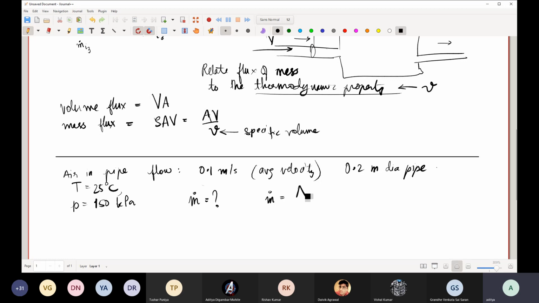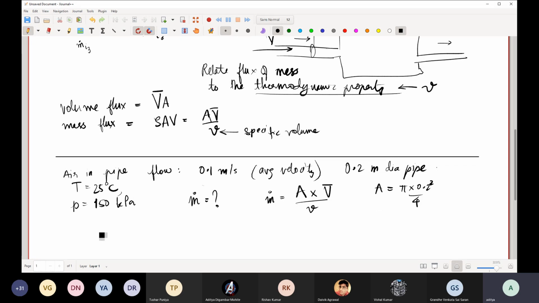So m dot will be area times the average velocity. Let's call it v bar. Let's not call it v, because v we are using for the volume of the control volume. So A times v bar over the specific volume. Okay, and what is the specific volume? So let's write down. The area is pi into 0.2 squared by 4, right?